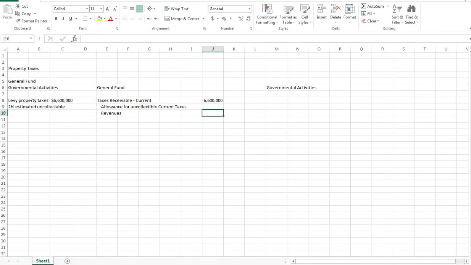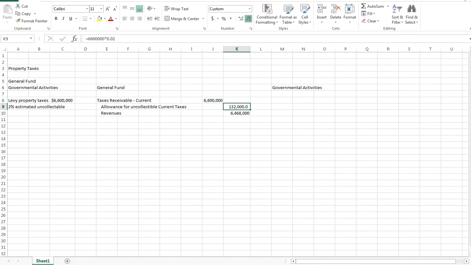$6,600,000, and then we have a 2% that we predict to be uncollectible, and so the difference between the two would be our revenues that we're going to recognize. Okay, so that's what's happening in the general fund.